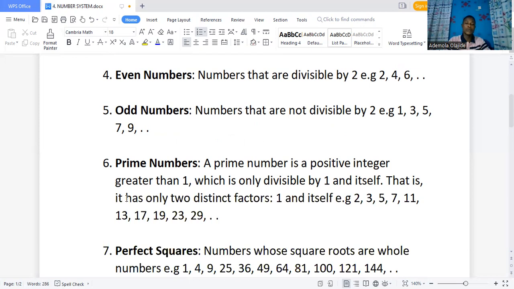Then here we talk about prime numbers. Prime numbers can never be negative. They are positive numbers, and here we say they are positive integers. A prime number is a positive integer greater than 1 which is divisible by 1 and itself. That is, it only has 2 divisors, 2 factors, which are 1 and itself. That is, it has only 2 distinct factors.